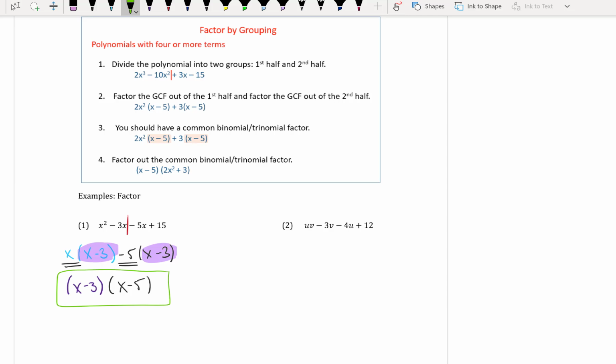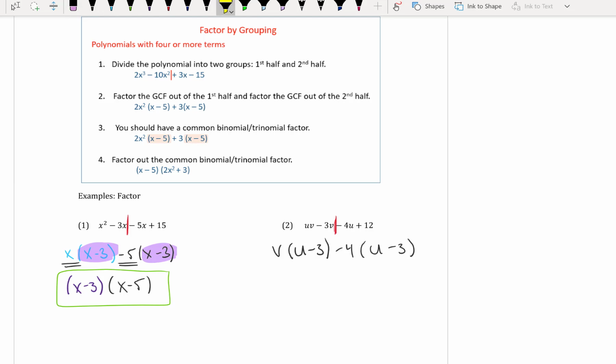Okay, let's try that again for number 2. Again, I'm going to split it in half after the second term, making sure I don't cut off the sign for that third term. I'm going to focus on these two terms and their GCF. They both have a v in common, so I'm left with a u minus 3. Now I'm going to ignore that half and concentrate on the second half. It looks like a negative 4 is in common, so I'm left with a u minus 3.